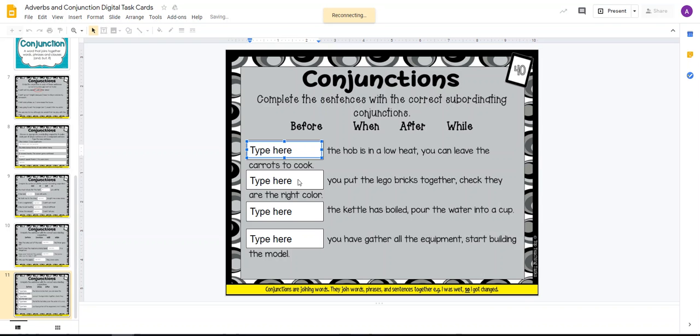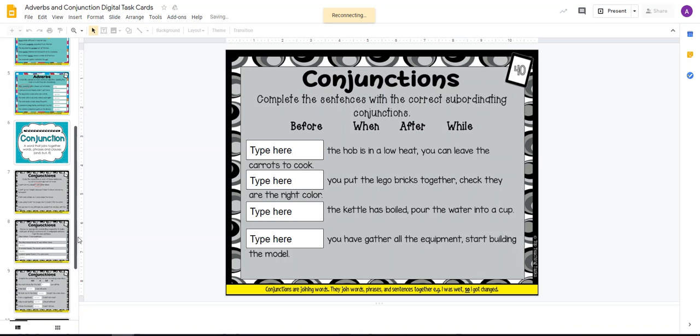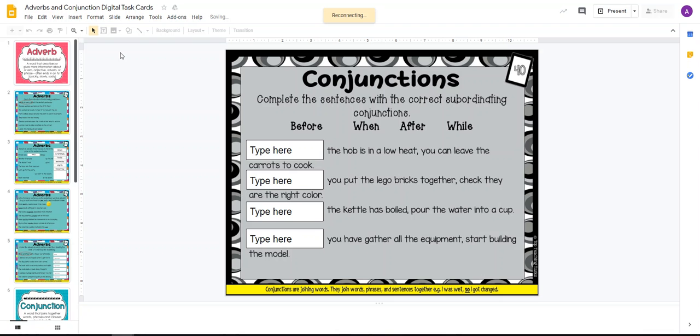It's not going to let me type, guys. Yours will let you type. So that is the end of this quick lesson. Please reach out if you have any questions.